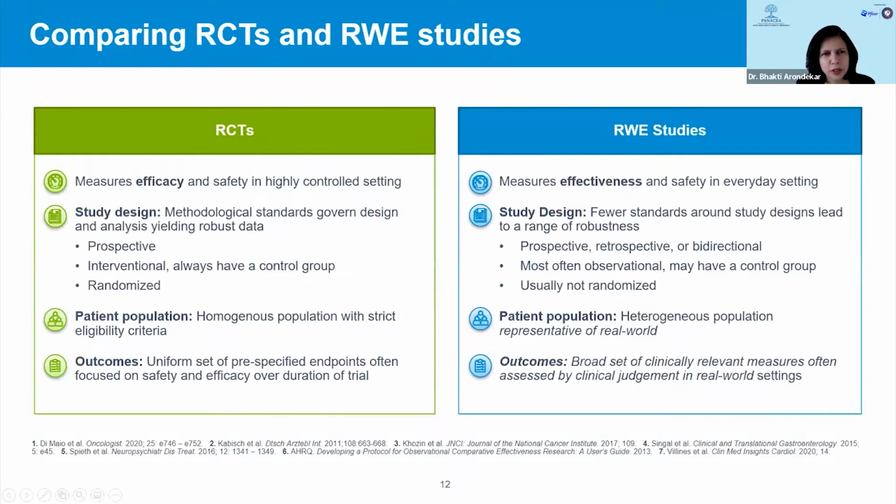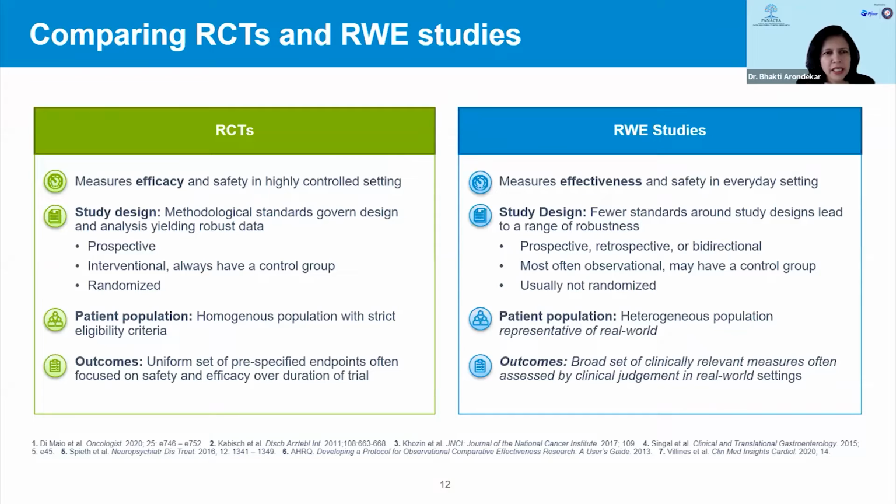Now that we've level set on the definitions, let's look at the difference between a randomized control trial and the real world evidence studies that we are going to look at. In a randomized control trial, basically what you're measuring is efficacy. Is a product safe? Is a product efficacious in a highly controlled setting? In a real world setting, you are looking at effectiveness and safety and how a product is being used in everyday utilization by a patient. So these two types of mechanisms for generating data look at two fundamentally different things. And there is a hybrid in between, and I'll talk about it in the next slide.